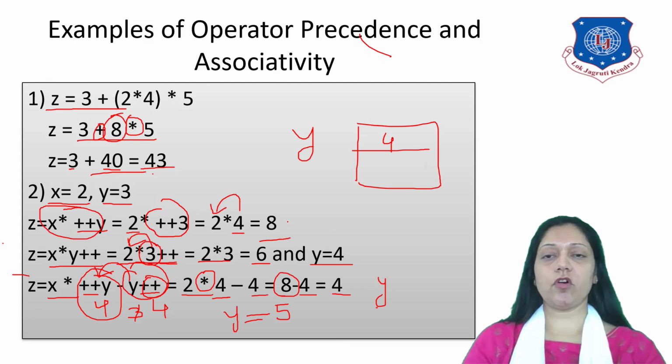Okay, so this was all about operator precedence and associativity. We have seen a number of different examples to understand how to evaluate an expression using the priority and associativity rule.